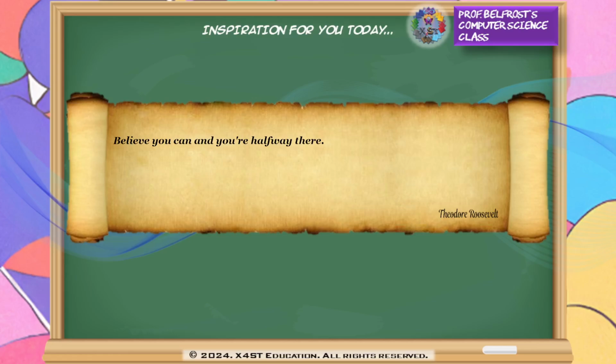Before I end it, I want to share a very good quote for you today. Believe you can, and you're halfway there. That's by Theodore Roosevelt.